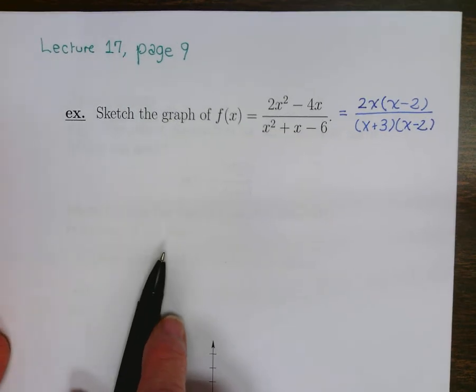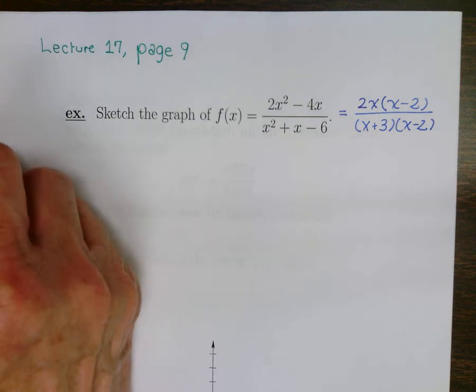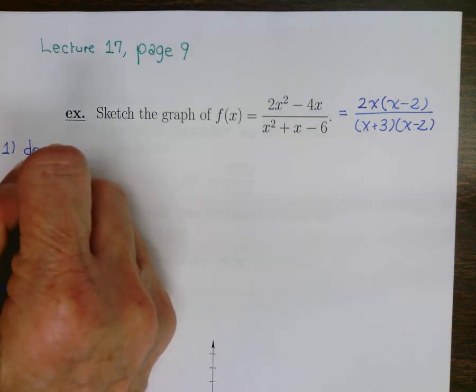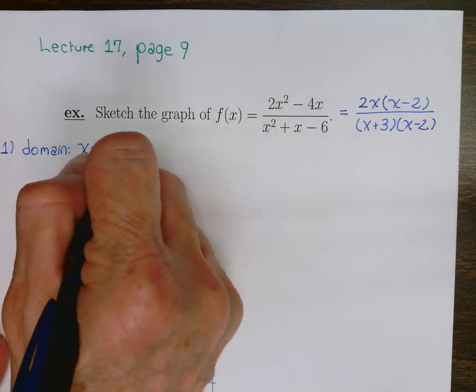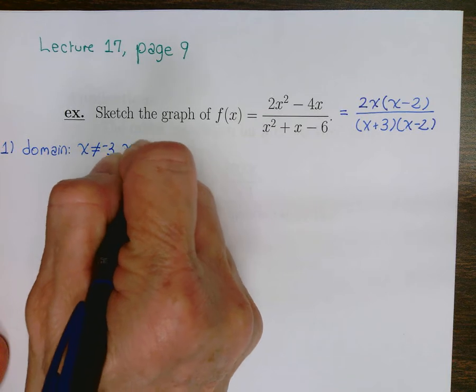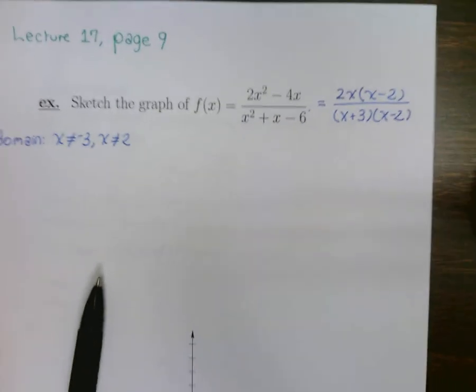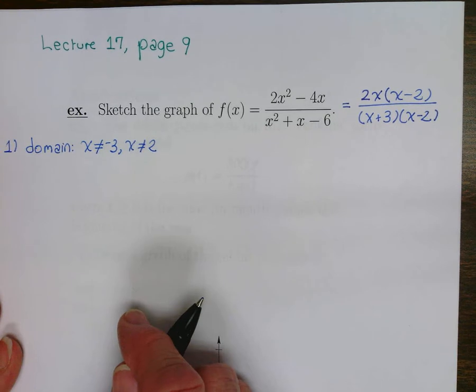All right, so where do we start? We start at the basics. What's the domain? This time I'll just indicate x is not equal to -3, x is not equal to 2. And so then what does that tell me about vertical asymptotes?